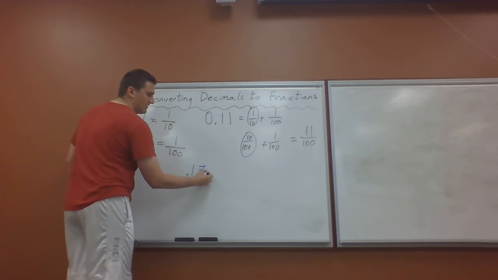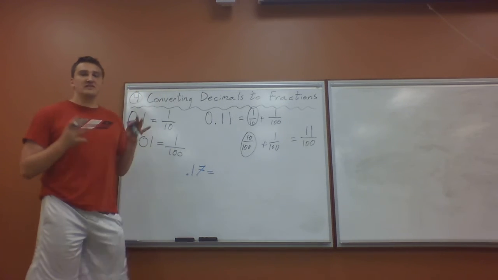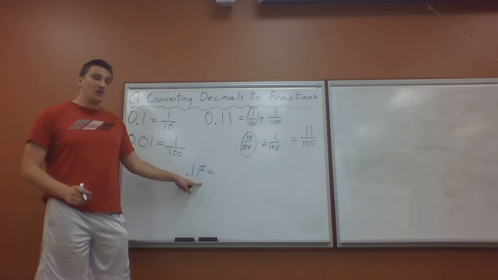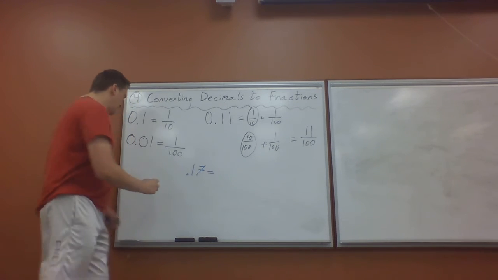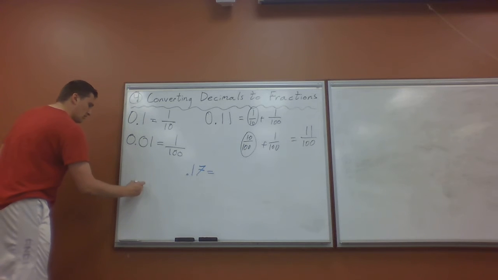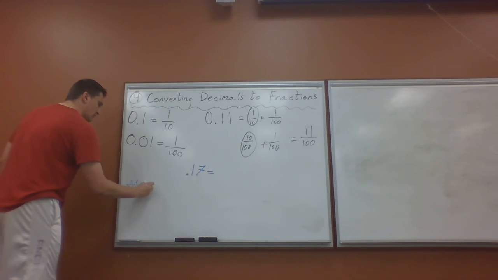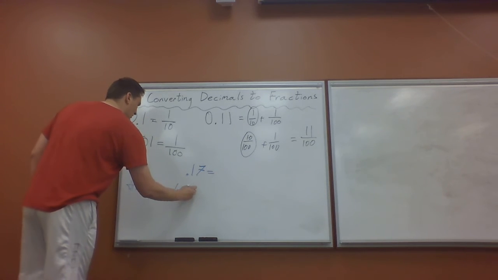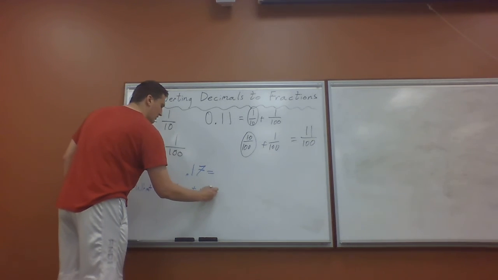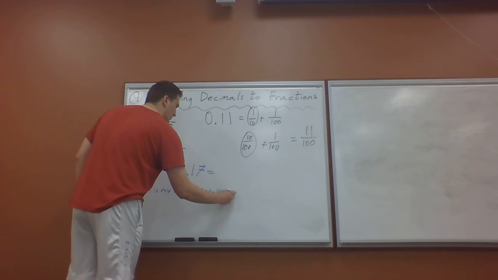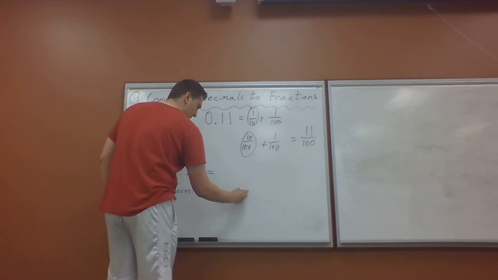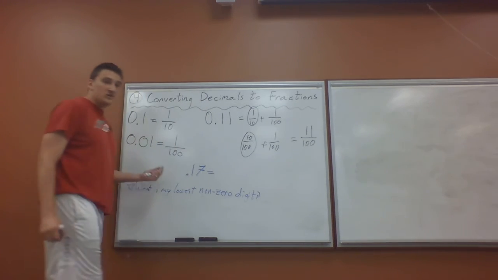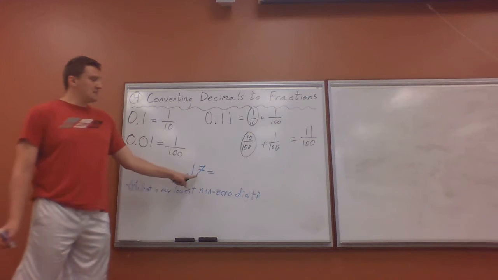I have a 0.17. Here's the essential question. What is my lowest non-zero value I have? I'm going to write that question down. What is my lowest non-zero digit? My lowest non-zero digit is 7.